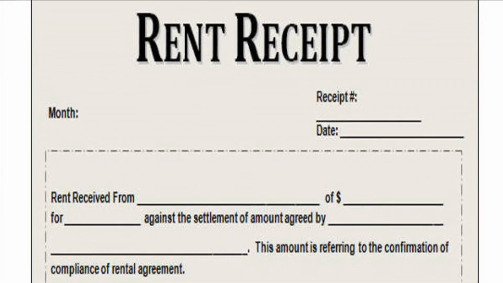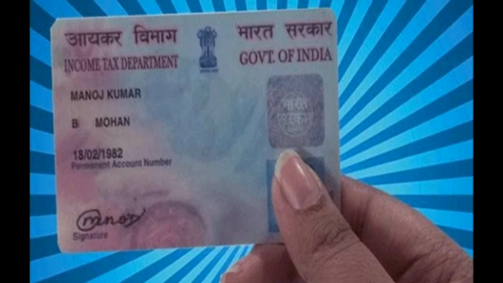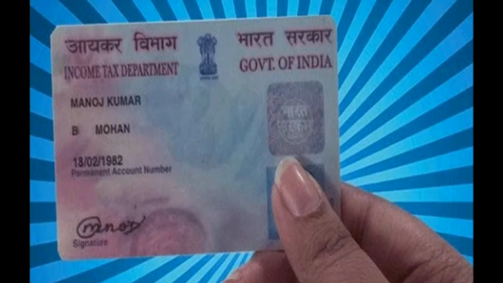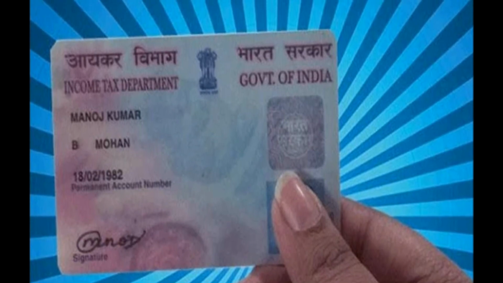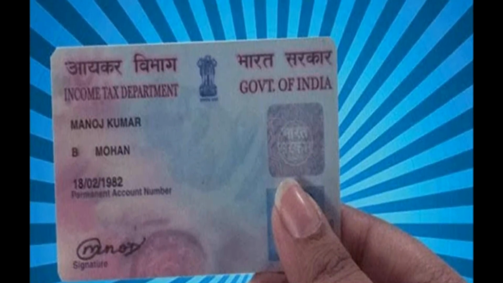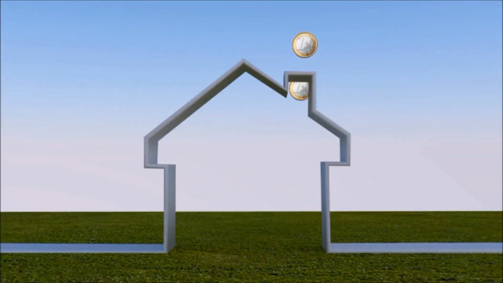And most important, if your annual rent exceeds 1 lakh rupees, then the landlord's PAN number is mandatory. If the landlord doesn't have a PAN card, he can provide self-declaration. Well, that's all guys about house rent allowance.